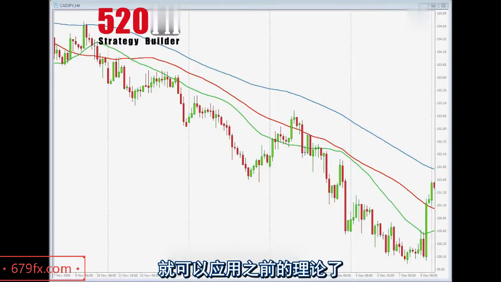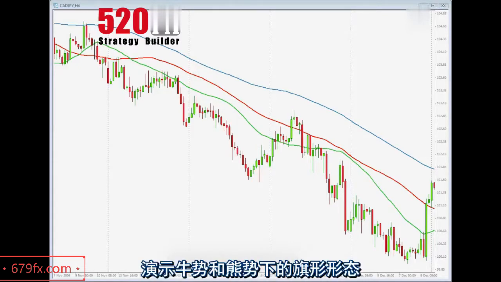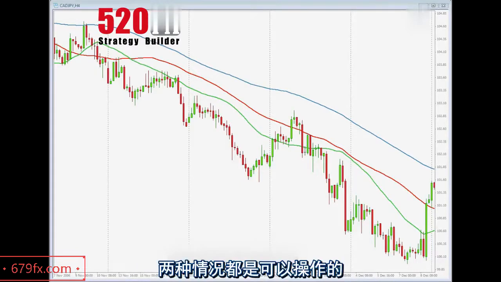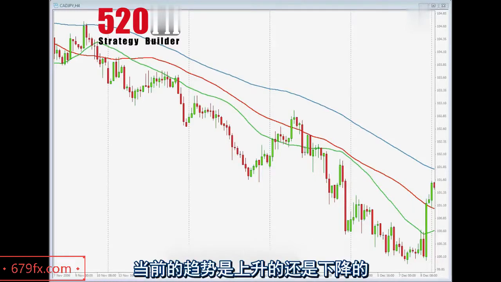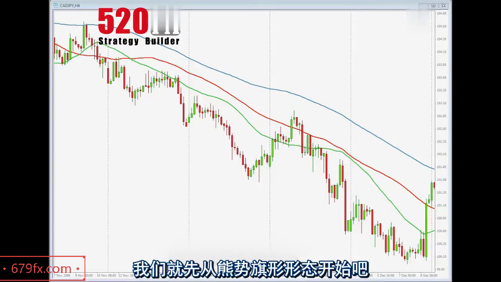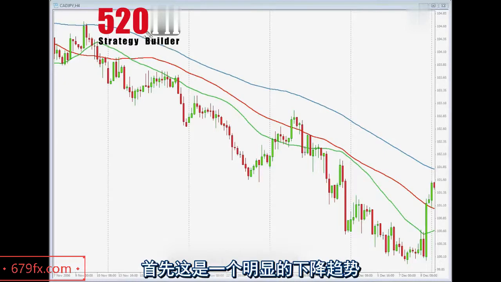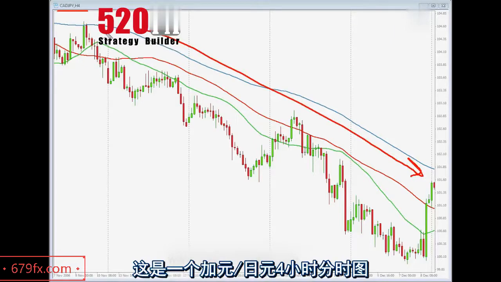I'm going to be showing you both a bearish and a bullish flag formation. Both of them are equally tradable. The only difference is whether they take place in an uptrend or in a downtrend. I'm going to begin with a bearish flag formation. In this case, I'm showing you a clear downtrend on the CAD against the JPY on the 4-hour time frame.